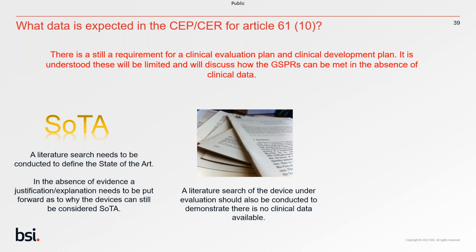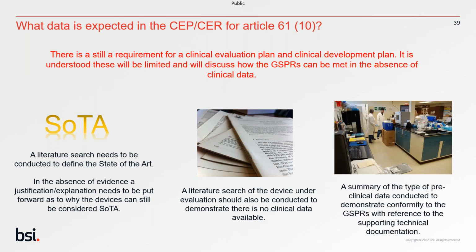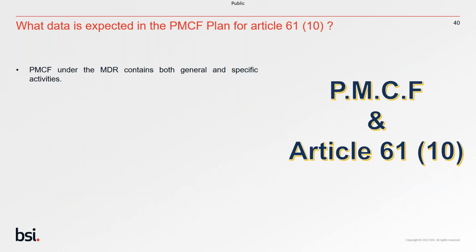Again, a literature search should still be performed on the device under evaluation, because you never know that maybe last year somebody reported and mentioned the name of your device in relation to a certain clinical risk. If you don't look for that data, you don't know that it is out there. So it's important that you show evidence that you've searched to make sure that the device under evaluation has been considered. And within the clinical evaluation report, consider a summary of the type of preclinical data that you've used to demonstrate conformity to the GSPRs, with reference to the technical documentation.